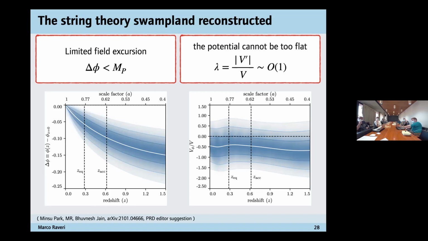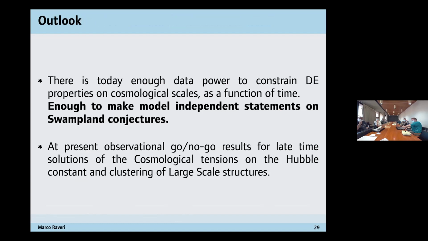And in conclusion, I hope I showed you that we have enough data power to constrain many properties of dark energy at cosmological scales. Enough to make model-independent statements about the string swampland conjectures that are something that's very far from data. This was, I think, the first case where we had data directly talking to string theory. That was pretty nice, I think.